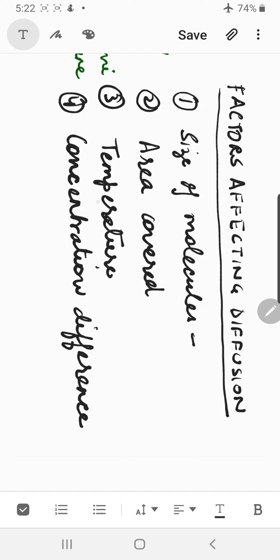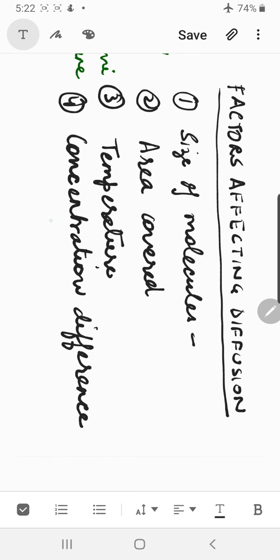The third one is temperature. As simple as that. If you take cold water and try to dissolve sugar, it takes more time, but if you take hot water and try to dissolve sugar, it will take very little time. So temperature is something which increases the rate of diffusion.